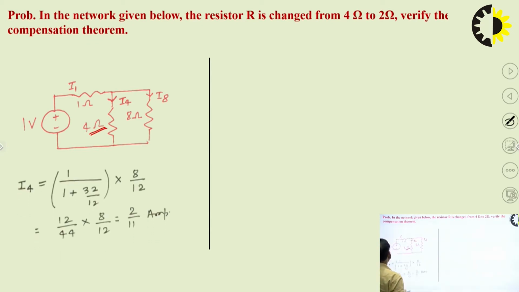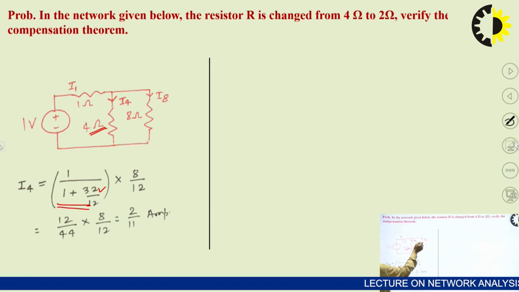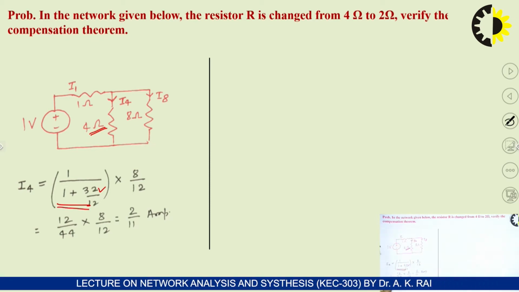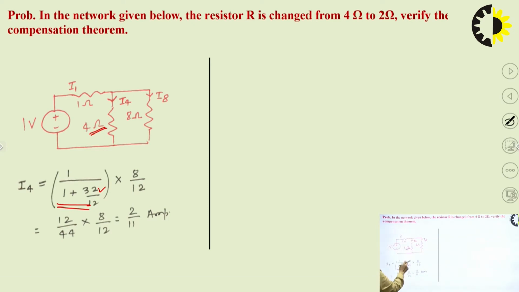So come to here. So I4, I can explain here how I have calculated. This 4 and 8 ohm resistor, they are in parallel. So 8 into 4, 32 by 12. And the equivalent is in series with 1 ohm. So this is the equivalent impedance of this network, if you are looking from the source side. And 1 volt. So I4, the current through this, this is the total current.